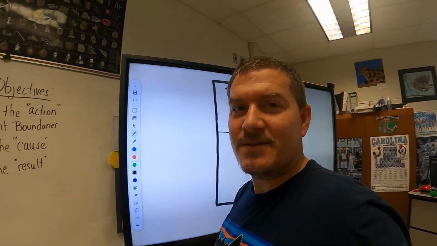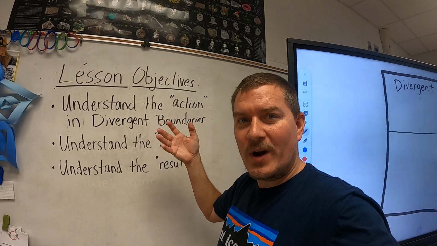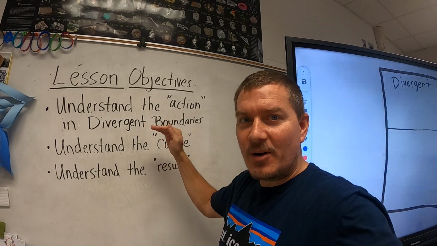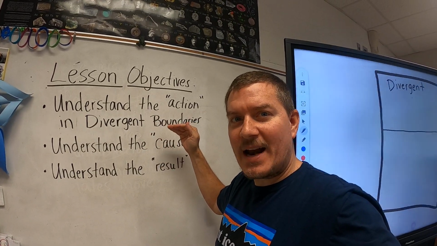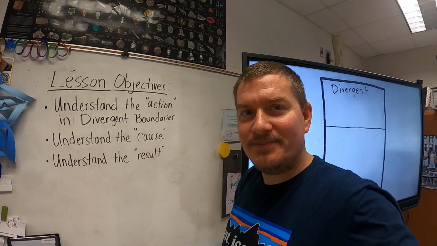I'm here in my classroom in Kernersville Middle School, and I'm about to teach a lesson about divergent plate boundaries. So I'm going to walk over here to the whiteboard and we'll take a look at our lesson objectives. Our first objective is to understand what action is involved in divergent plate boundaries. We're then going to move on to what's the cause of that action, and then we're going to finish with what's the result from that action.